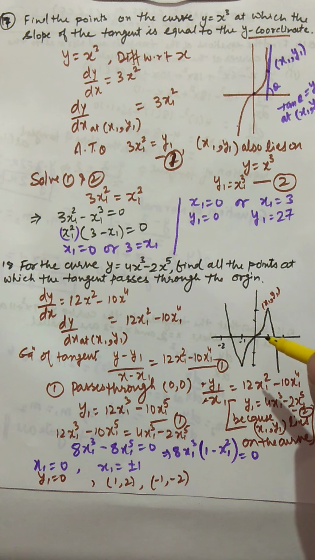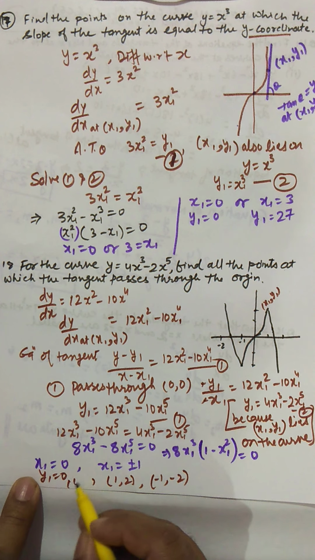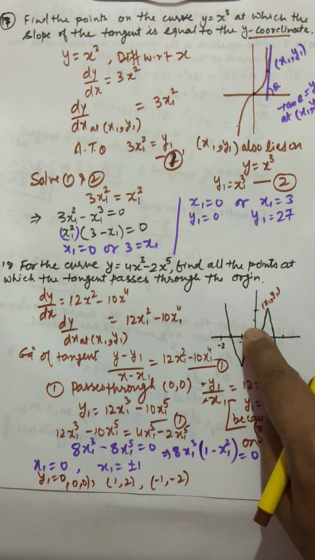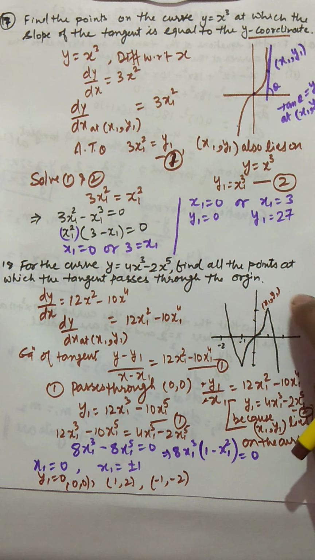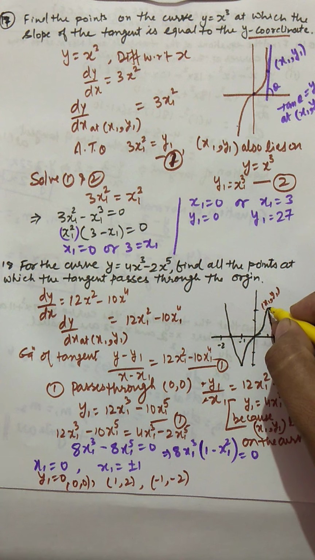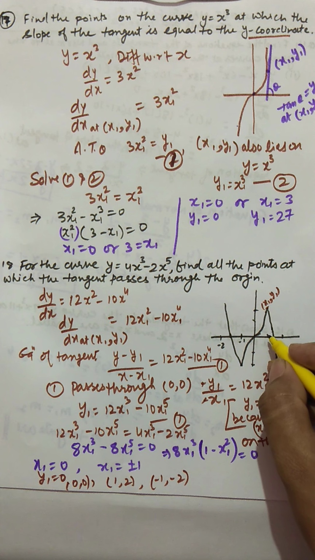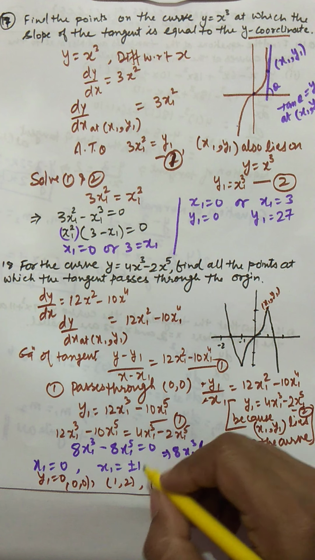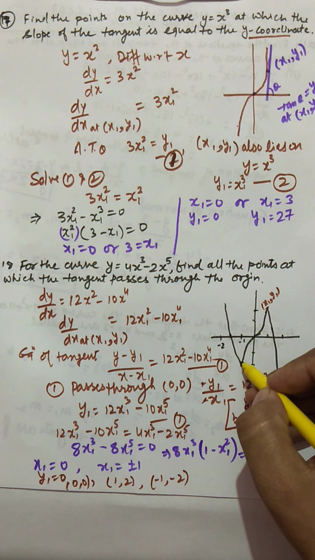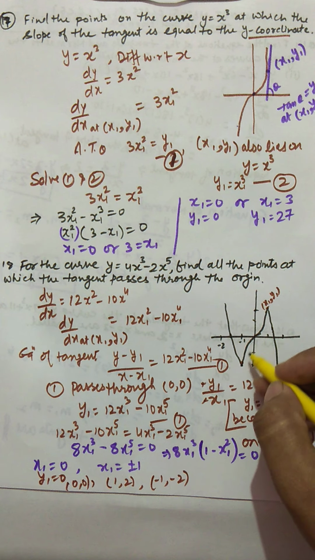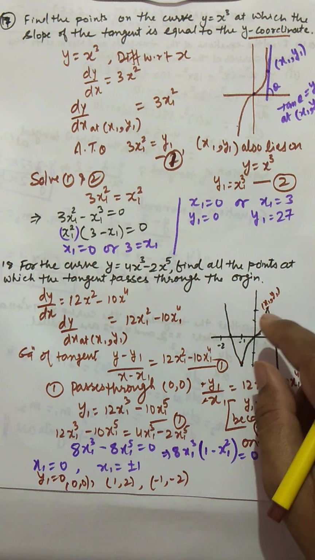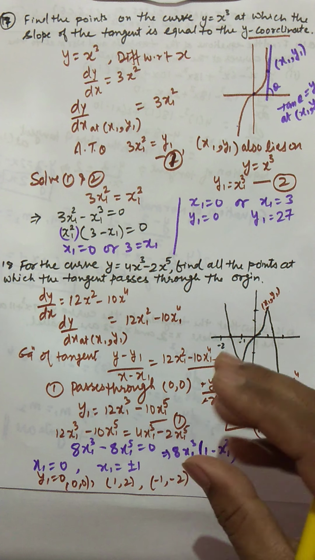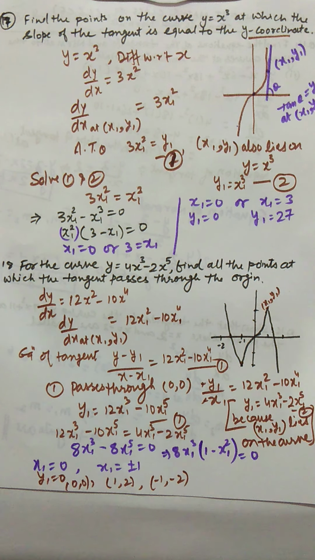You must have some visualization also. At 0 you get y1 = 0, so you can write the point (0, 0). At (0, 0), if you draw the tangent, it will obviously pass through the origin. Then (1, 2) is the point I was talking about. If you draw the graph in GeoGebra, you will see this is the point (1, 2), and (-1, -2) is also a point the tangent passes through. In the beginning we got a rough idea of where the tangent will pass, but after getting the answers we are now sure.